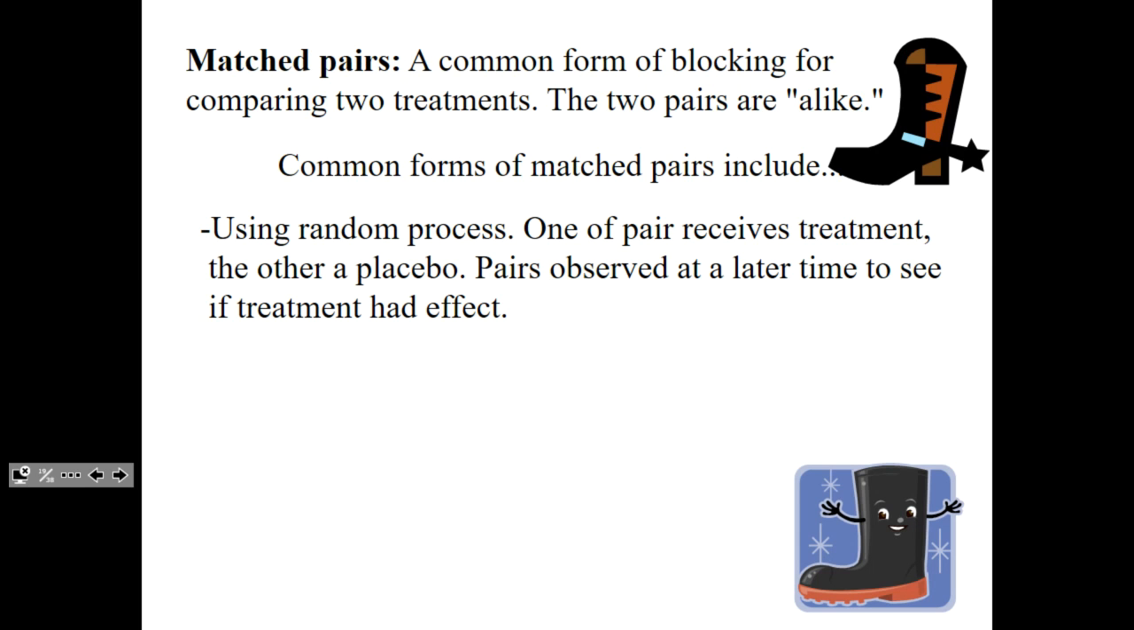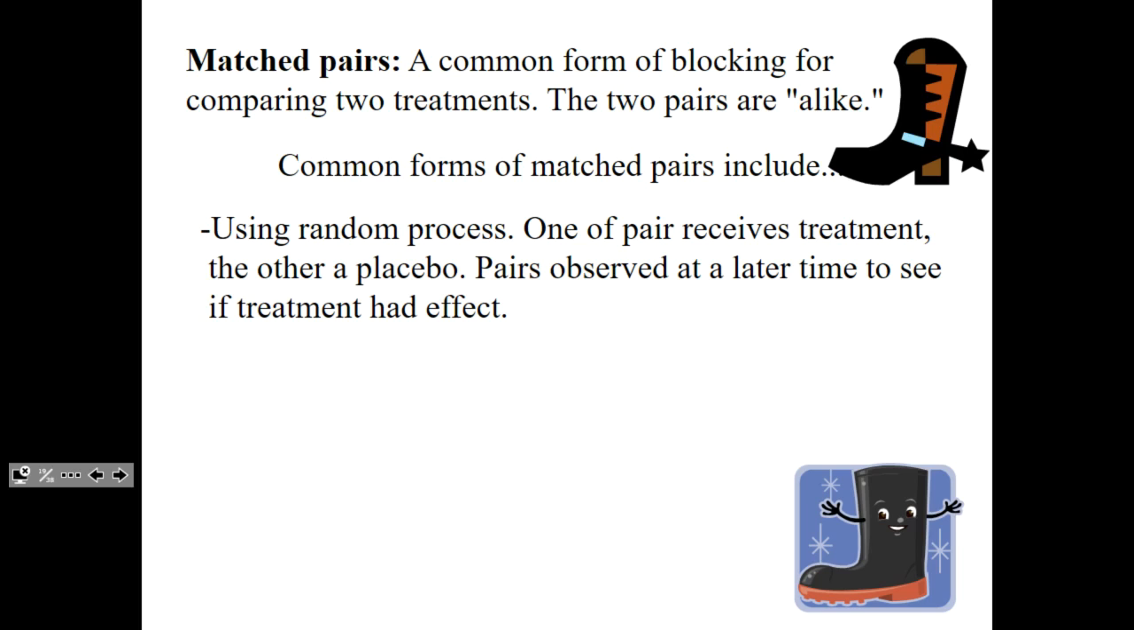Now, types of experiments. One of those is, we've talked about completely randomized design. We also have matched pairs. This is a kind of blocking for comparing two treatments. I want my pairs to look alike. The most common one for this, if you can do it, are identical twins. Identical twins who grew up together, well, genetically they're the same. They grew up in the same environment. Hopefully they're still about the same.